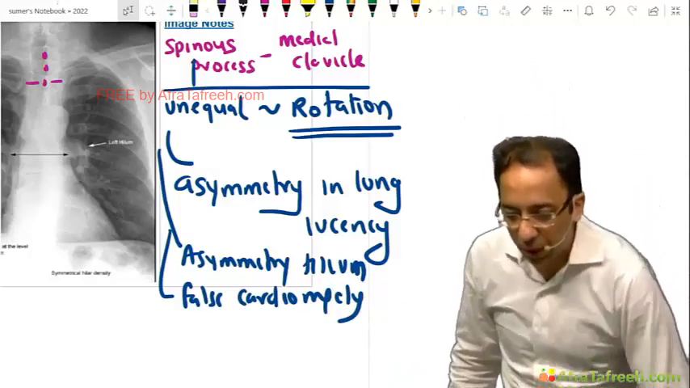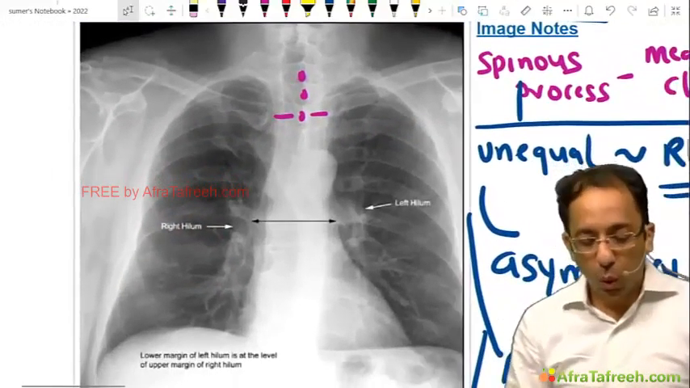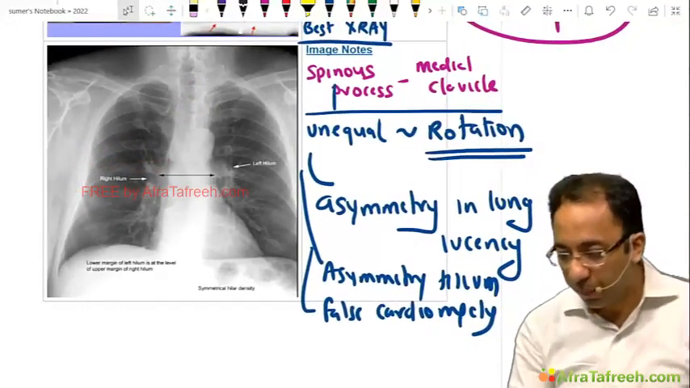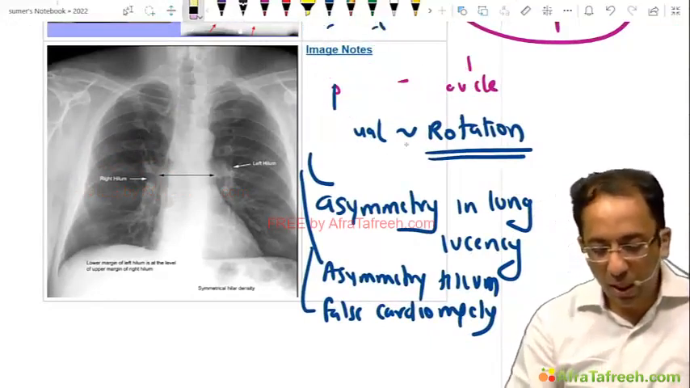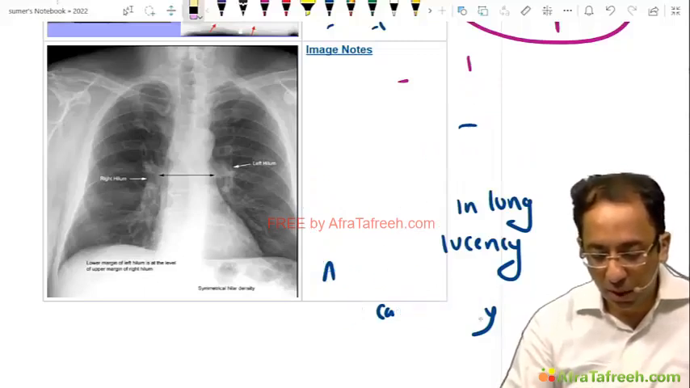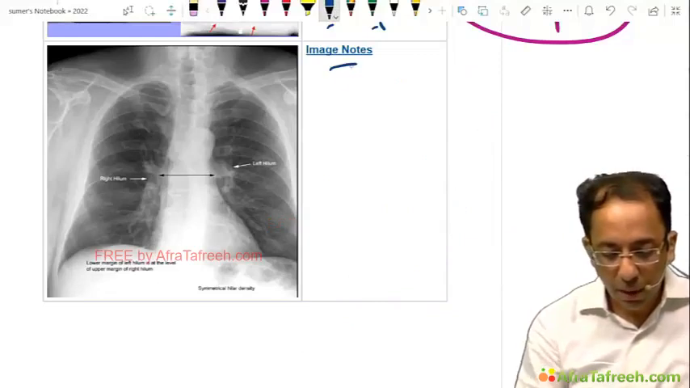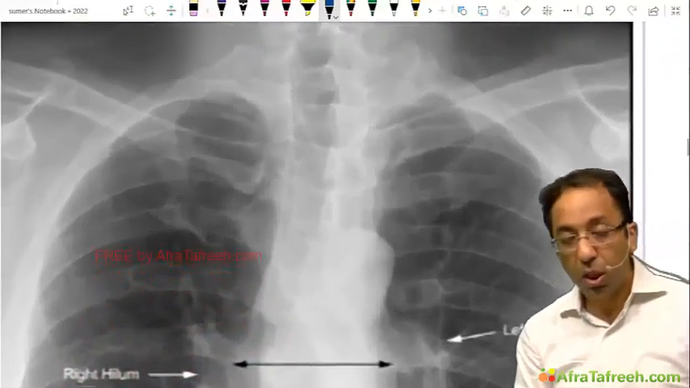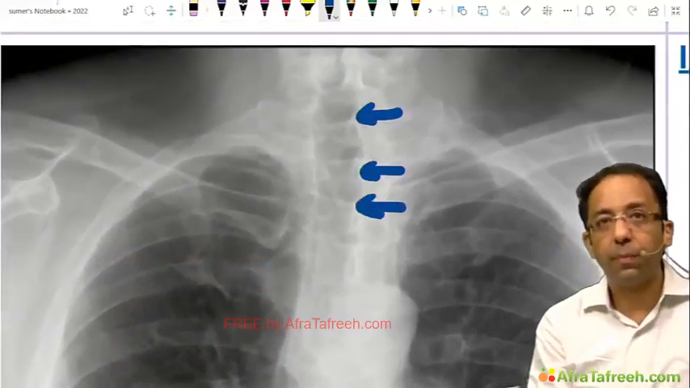Clear? Everybody okay? Now, my question is this. If there is no rotation, second thing that I look at, everybody write down. The second thing I look at when I am reporting a chest X-ray, I am reading a chest X-ray, is the trachea. Every day after I see the rotation, I look at the trachea. This particular air-filled organ is the trachea.